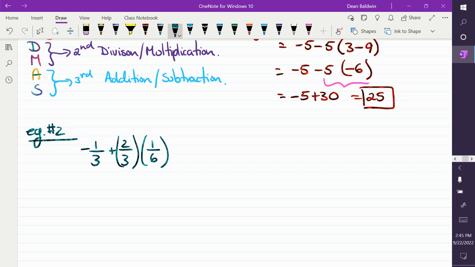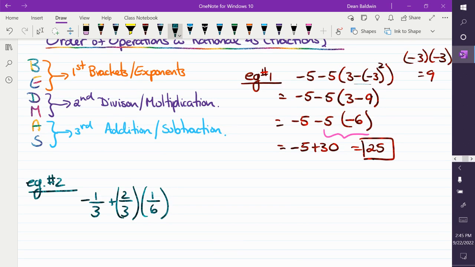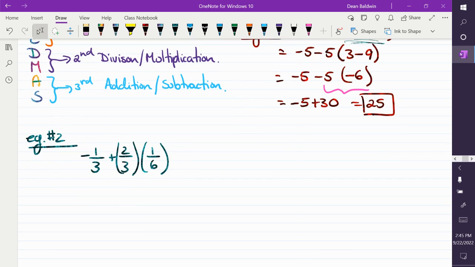-1/3 plus 2/3 times 1/6. What do I do first? Brackets, but when they say brackets, they mean an operation within the brackets. So we don't really have any of that, right? Because these 2 brackets being side by side means multiplication. You're still right, but that's what we're doing. So we're doing multiplication first.